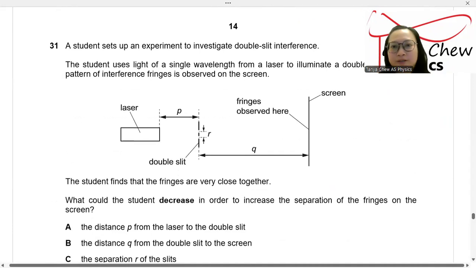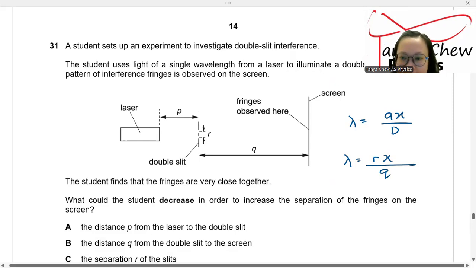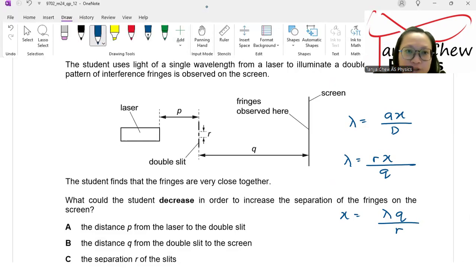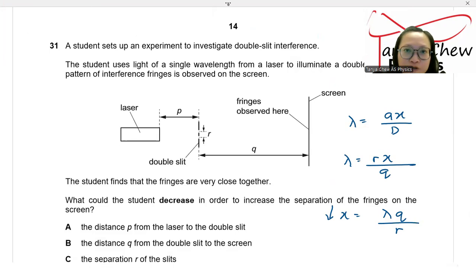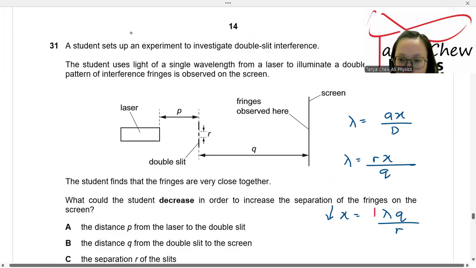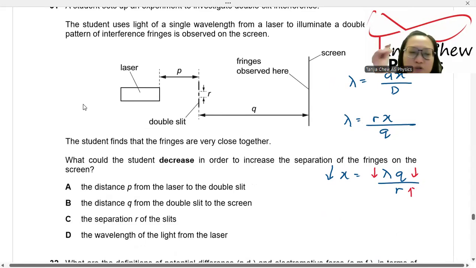So when you see the words double slit interference, this is definitely the only equation that you can use. Lambda is the wavelength. A in this case, I just sub in. A is R. X is the fringe separation. D is the distance between the double slit to the screen. In this case, I want to increase this fringe separation. So I put X as the subject, lambda Q over R. I want to decrease this. So I have to decrease the wavelength, decrease the Q or increase the R. Let us see. The distance P, nothing to do with distance P, just ignore. The distance Q decrease.